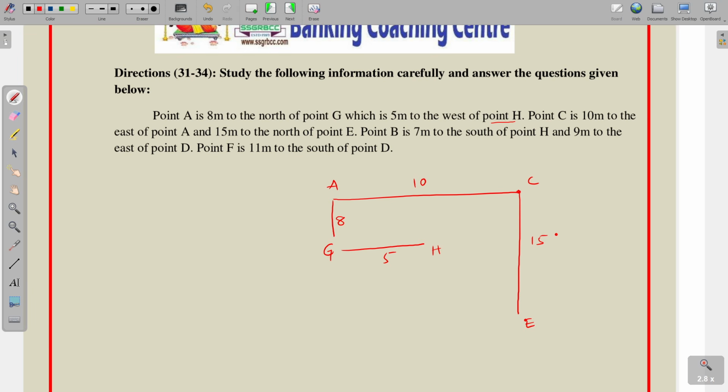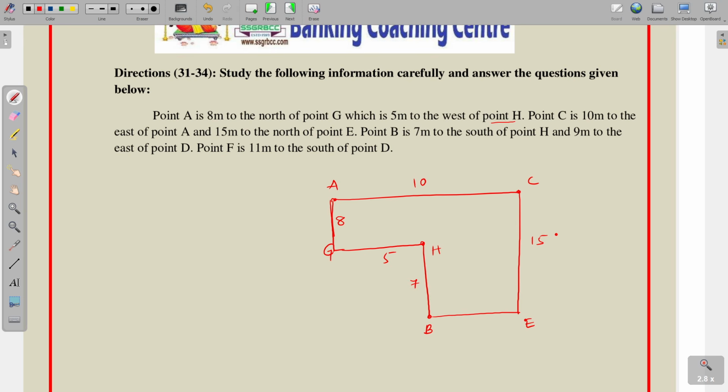And next, B is 7 meters to the south of H. Here from A to G there is 8 meters, and from B to H that is 7 meters. 8 plus 7, that is 15 meters, and C to E is 15 meters. In the sense these two are in the same line.